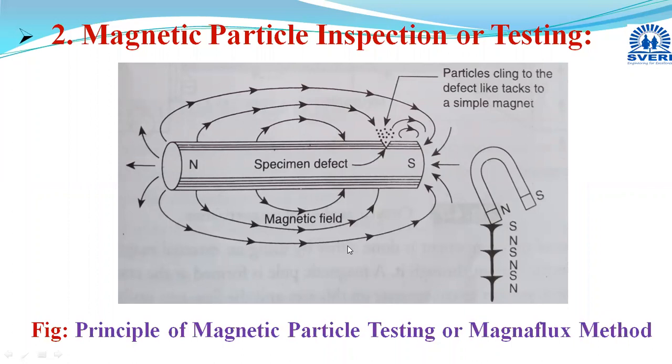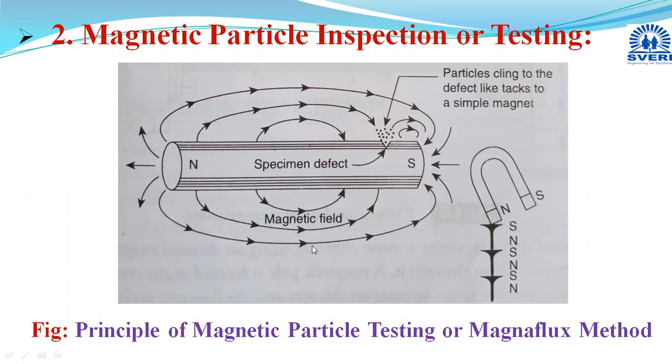Okay, so this is the principle of magnetic particle testing, which is also known as the magnaflux method. Here it is shown how the powder particles are attracted. Suppose a crack is there, then a pole is created, and the fine ferromagnetic powder particles will get attached or concentrated at this particular spot. This is the principle of magnetic particle testing.